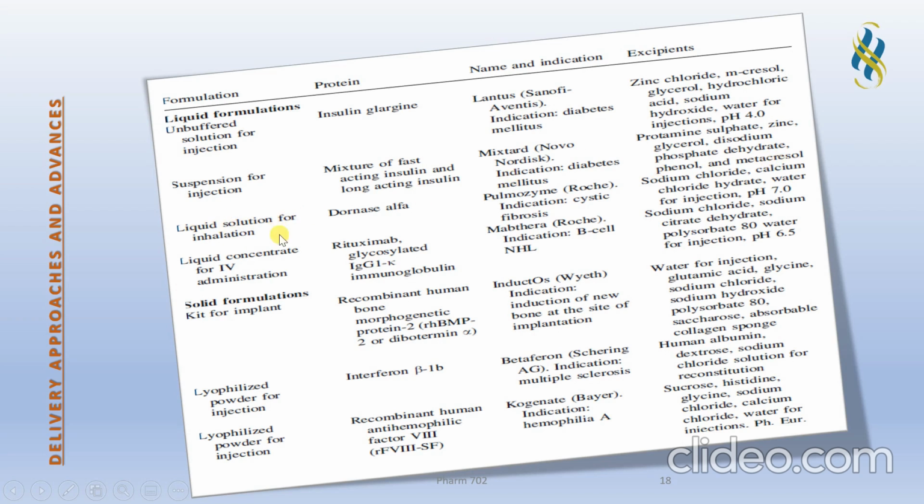Liquid solution for inhalation includes dornase alfa, which is available as Pulmozyme by Roche and is indicated for cystic fibrosis. The excipients include sodium chloride, calcium chloride dihydrate, and water for injection, and the pH is maintained at 7.